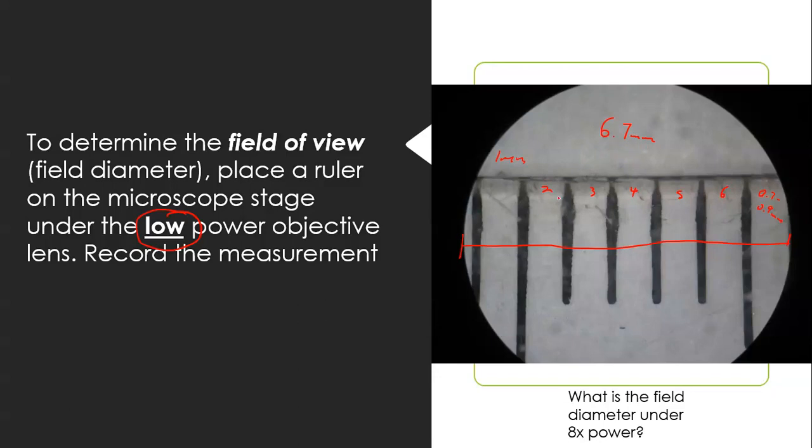Okay, so this is under low power. I go in, and I determine what my field diameter is by literally measuring with a clear ruler under low power. Now, why under low power? Because once we shift to medium and high, our field diameter gets smaller and smaller, and sometimes it would be so small that we wouldn't even be able to see one increment. So how do we determine the field diameter under medium and high power? We have to use a little bit of math.